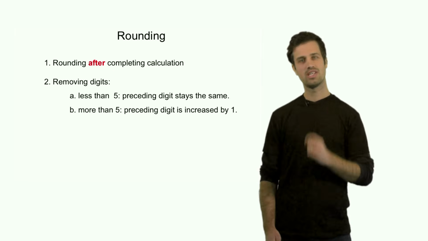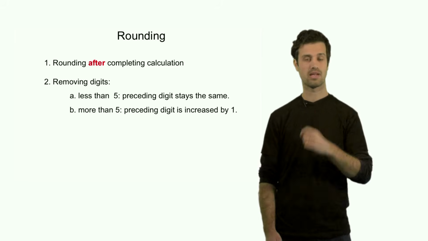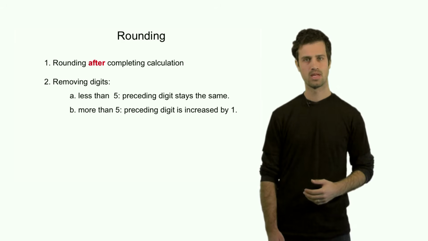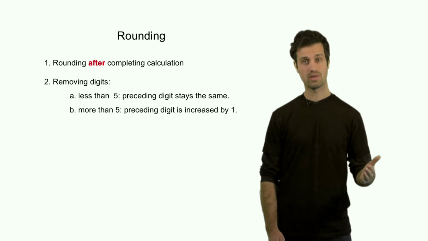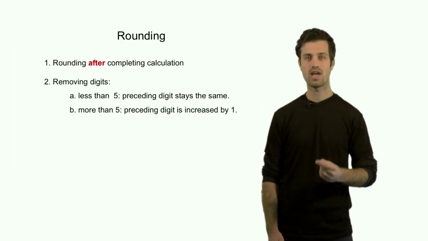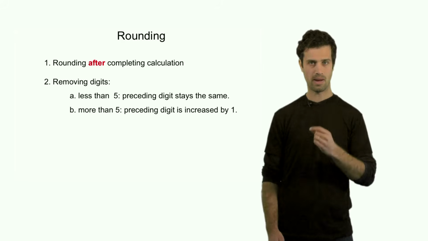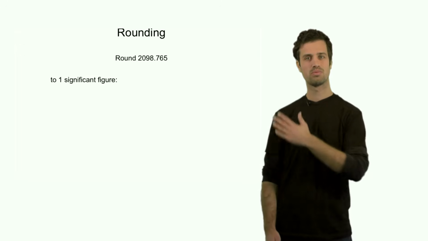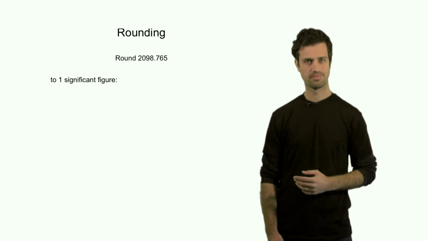If the last digit to be removed is less than 5, then the preceding digit stays the same. If the last digit to be removed is more than 5, then we raise the preceding digit by 1. That's it. So let's put this into an example.